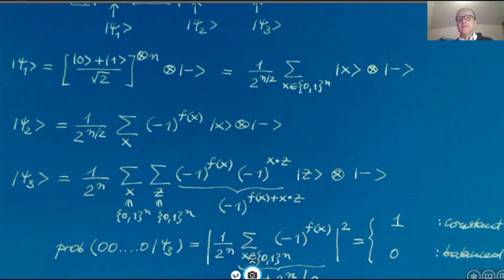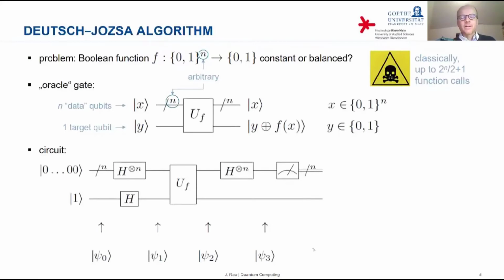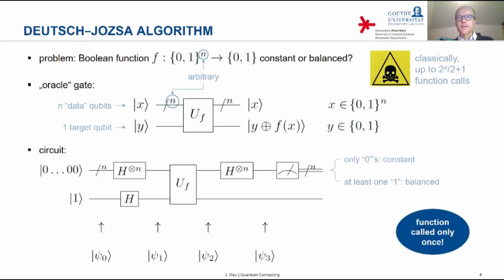And this means we have a way of distinguishing constant from balanced functions, because if we see that the measurements yielded all zeros, then we know the function must be constant. And if there is at least one 1 in the measurement results, then we know for sure that the function must be balanced. So indeed, we could decide whether the function is constant or balanced by running this circuit just once, and in particular by calling the oracle, calling the function just one single time, as promised.